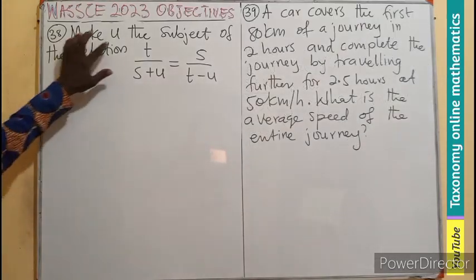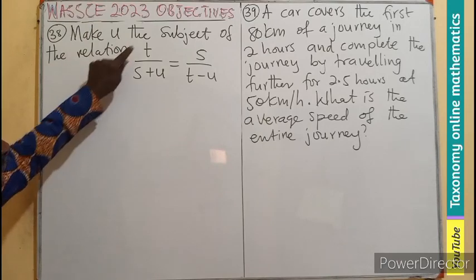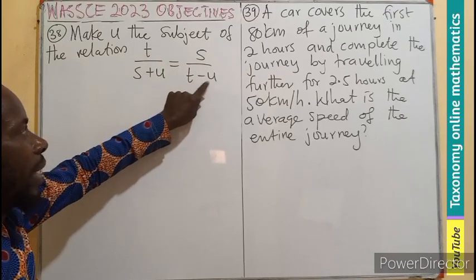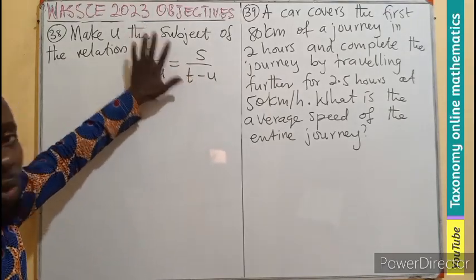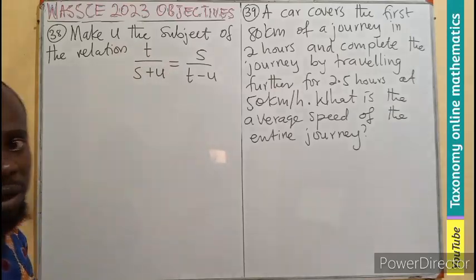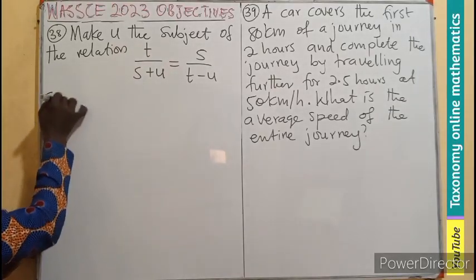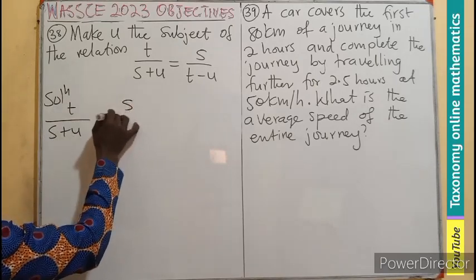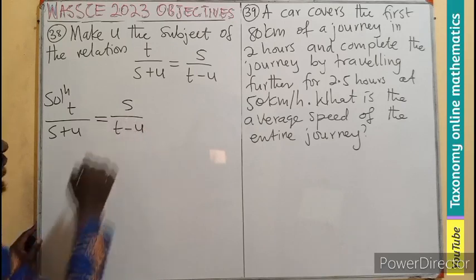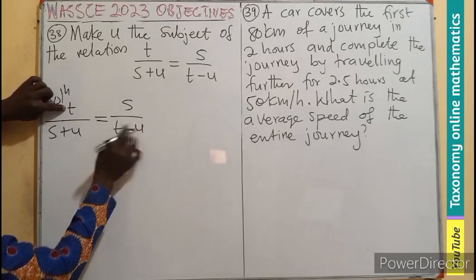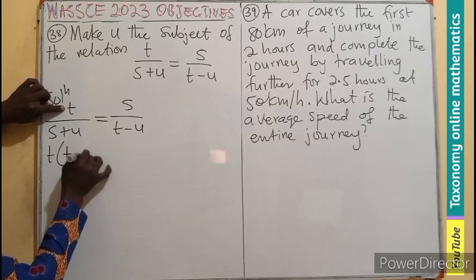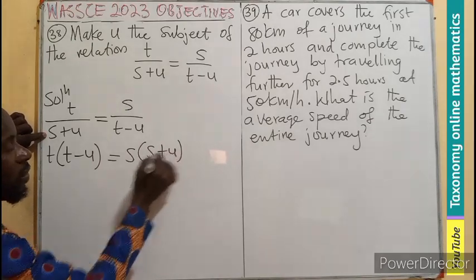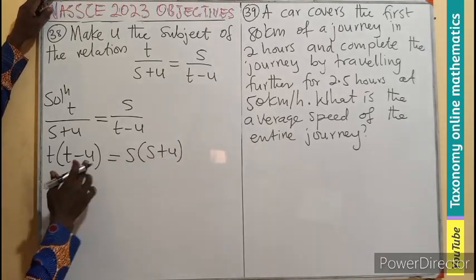Number 38. Make U the subject of the relation T divided by X plus U equals X divided by T minus U. We can see this is a simple equation involving fractions that we can easily cross multiply. So here we have T minus U and X plus U. If you cross multiply, T will be multiplying this, so T into bracket T minus U equals X multiplied by X plus U. Let's expand.